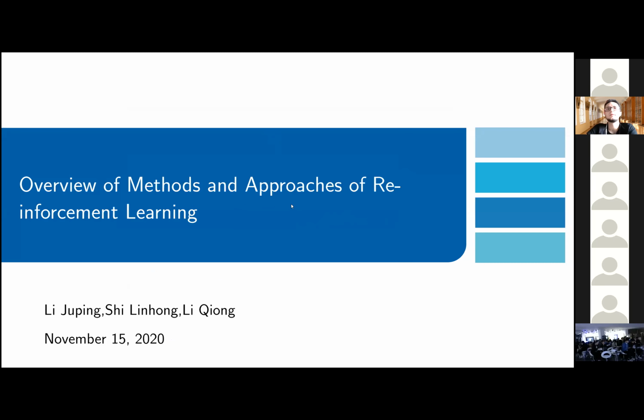Hello, everyone. My name is Lin Hong, from St. Petersburg State University, and the other members of our group are Li Jiping and Li Qiong. Our group's report is about an overview of methods and approaches of reinforcement learning.